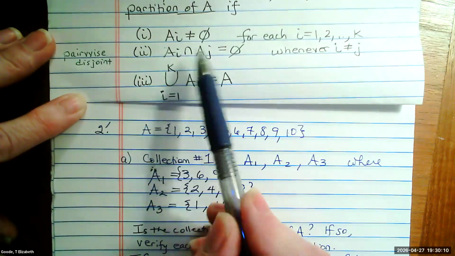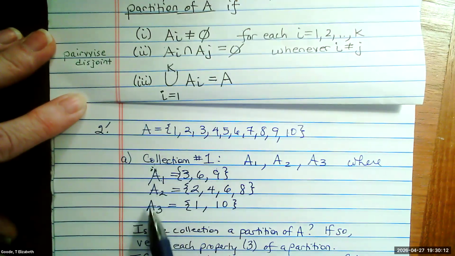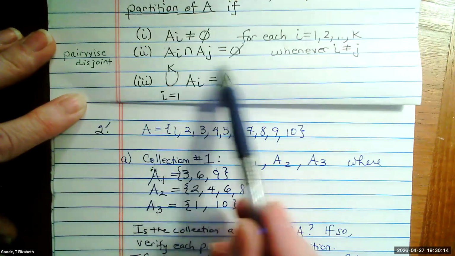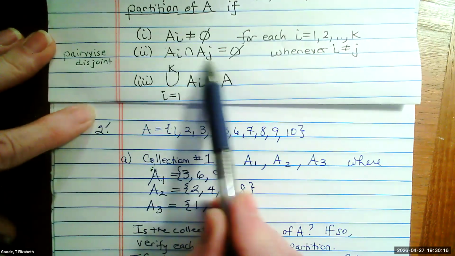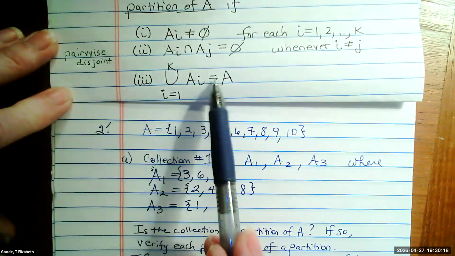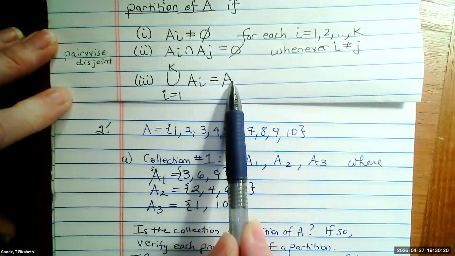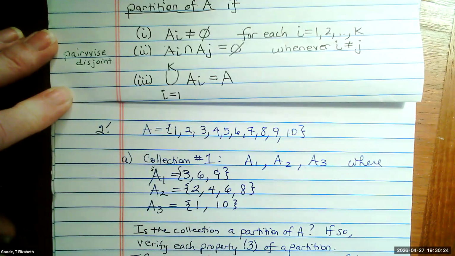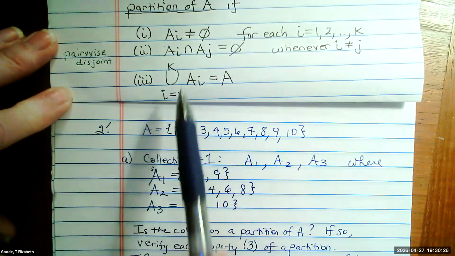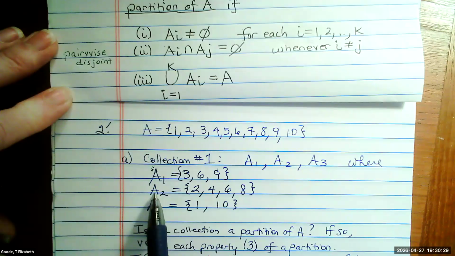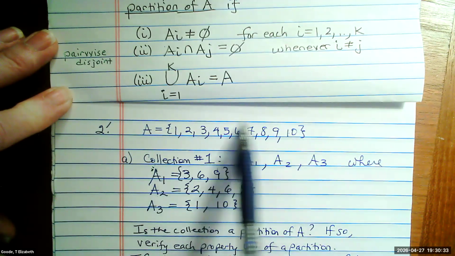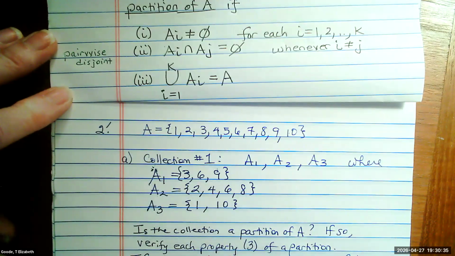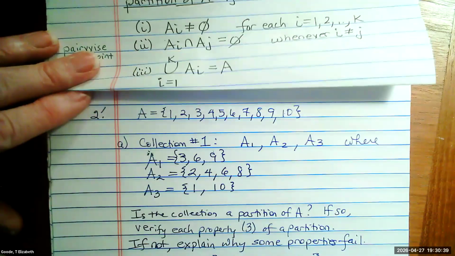It doesn't do anything for you. The second property says none of these partitioning subsets share any elements. They're all pairwise disjoint. And this one says each element in A does appear in one of these. That's what this union means. If you union A1, union A2, union A3, that union should give you all of A back. Does that help? Great. Do you have another question?